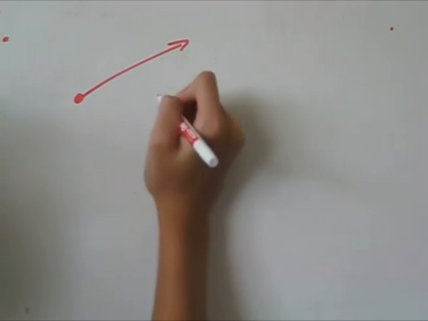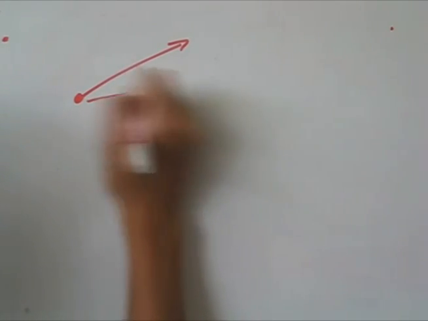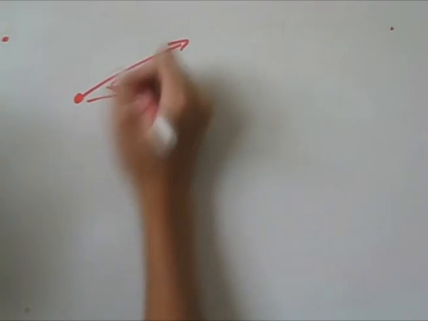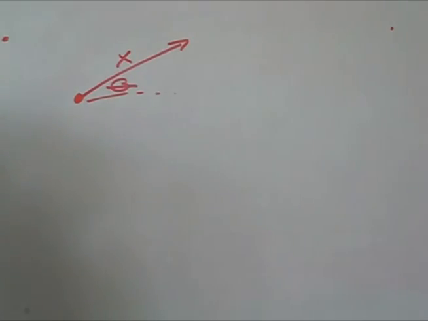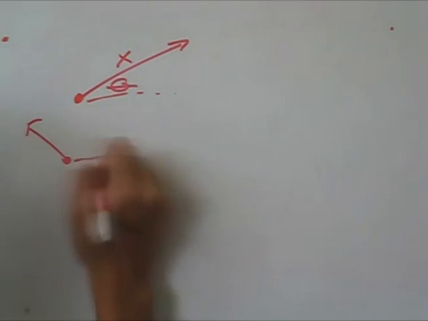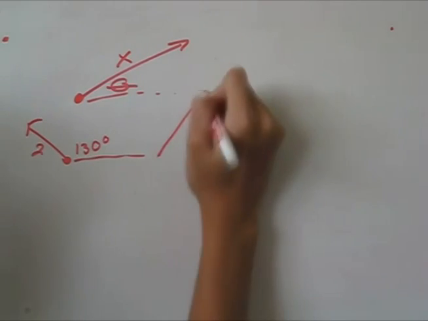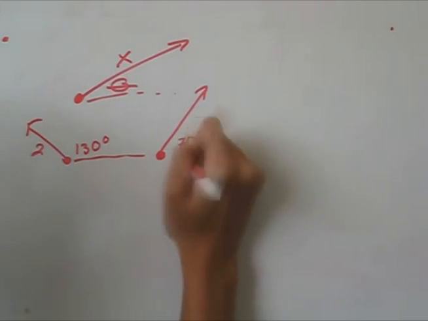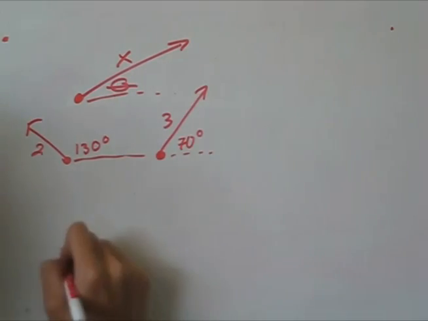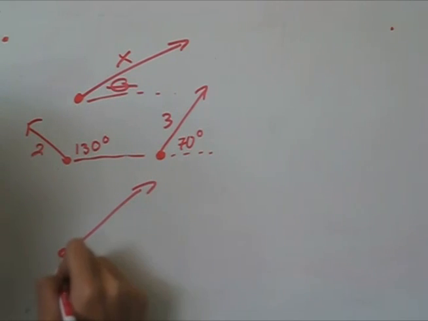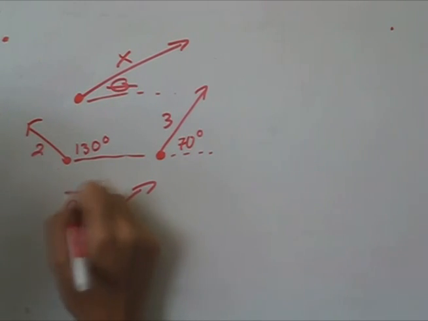This is a vector. This vector has a direction and a specific length. Magnitude, length, and direction angle are the two main characteristics of a vector. Here, a vector with an angle of 130 and a magnitude of 2. And here is a vector with an angle of 70 and a magnitude of 3. Now let's take a look at vector A.